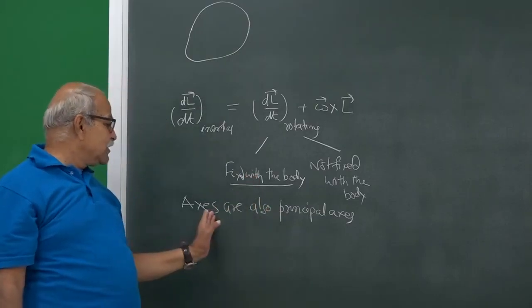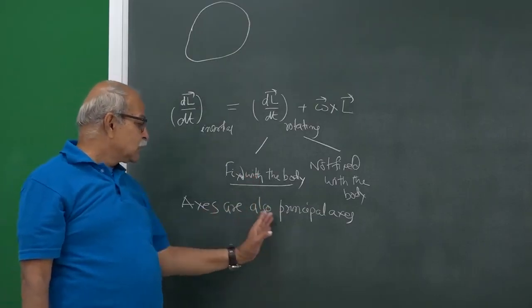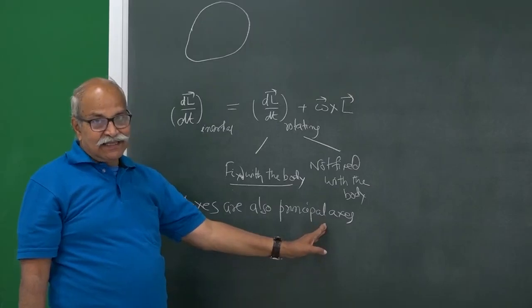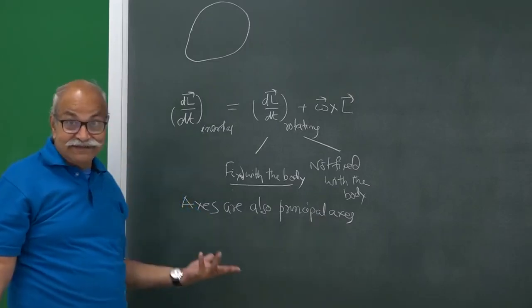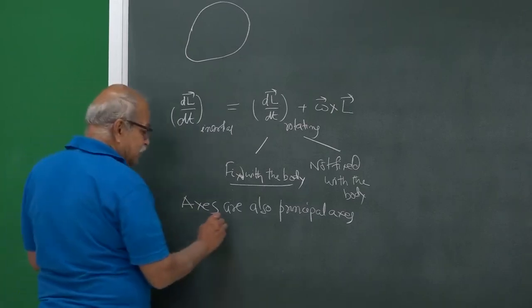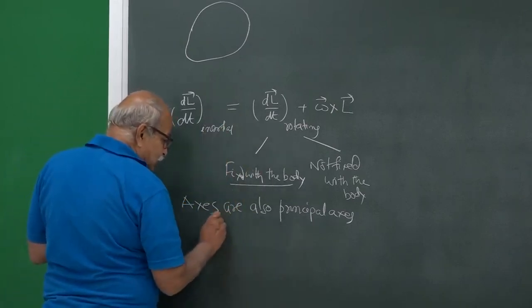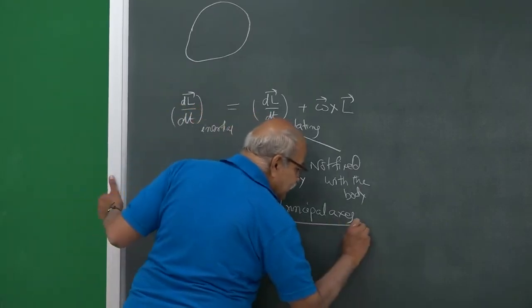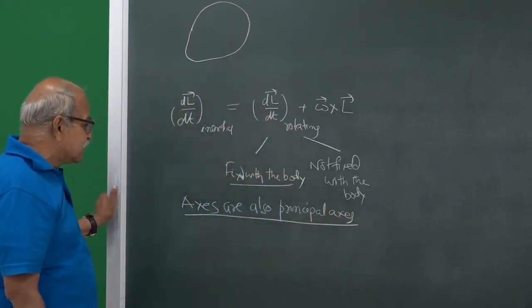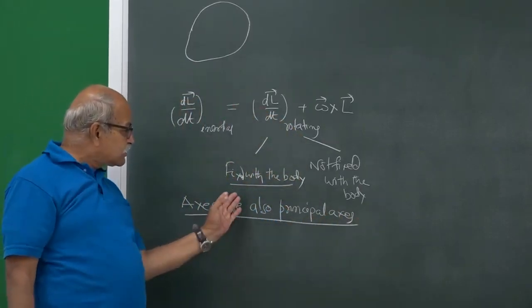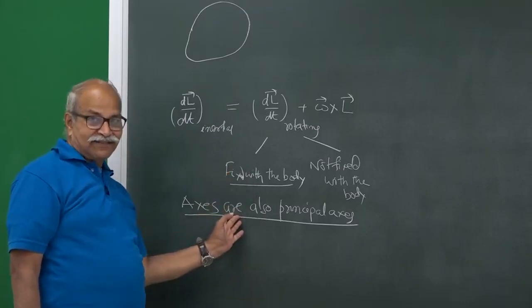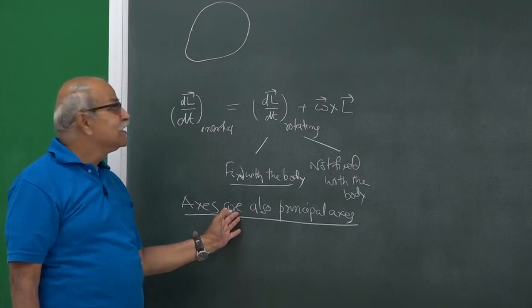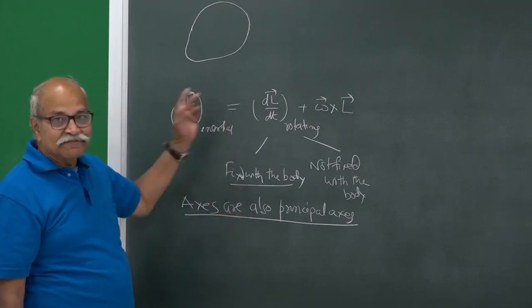So, if you are using the axes which are also principal axes of the rigid body through that origin, then life is simple in many cases. So, we will be talking of this. We will be choosing an axis system which is fixed with the body and the axes themselves are principal axes. So, then what happens to the equation of motion?